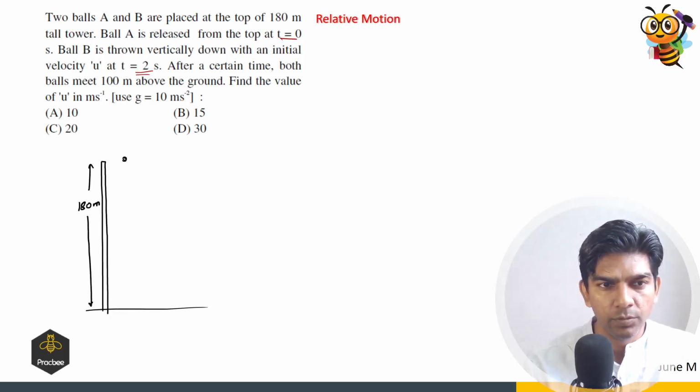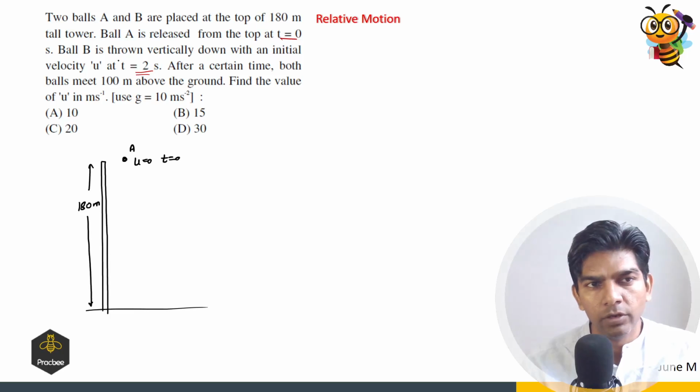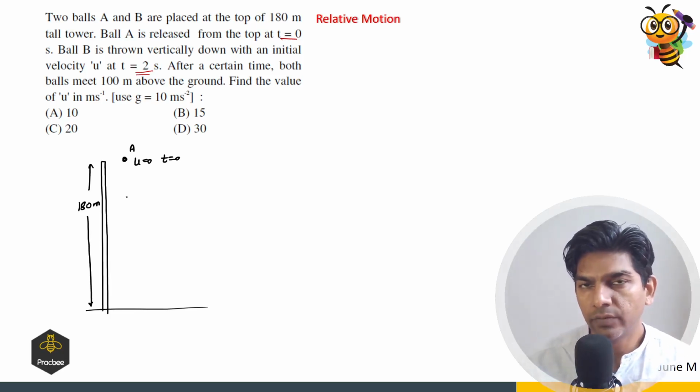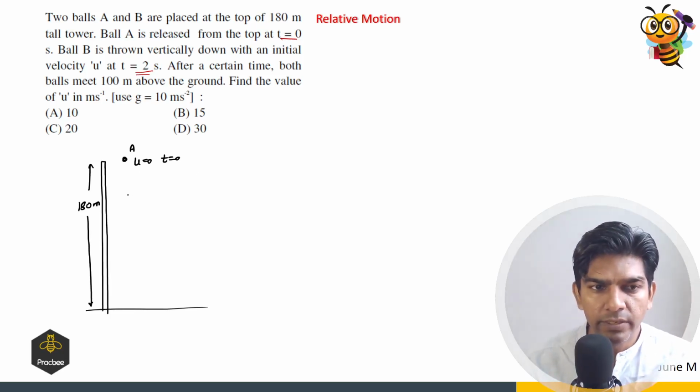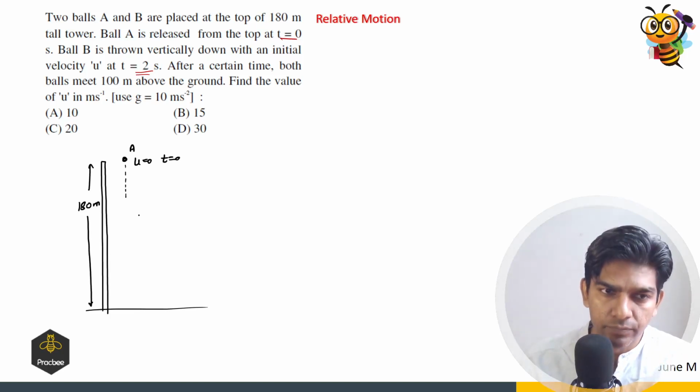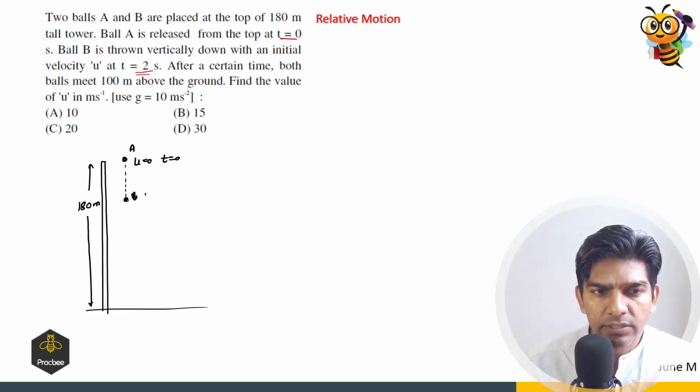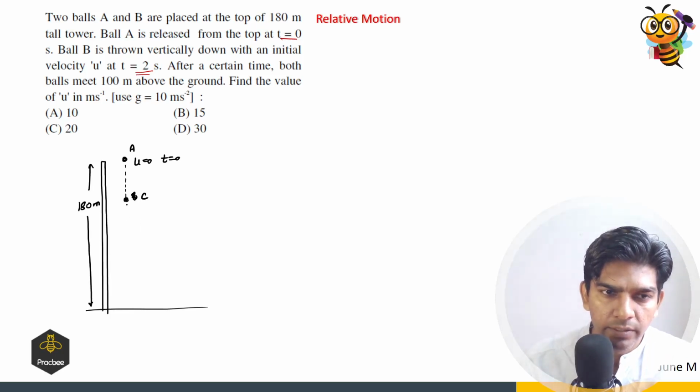And we have released a ball A from the top at t equals 0. Ball B is thrown vertically down with the initial velocity u at t equals 2 seconds. So first, let us find the state of ball A after 2 seconds. After 2 seconds, it will acquire some velocity and its distance from the ground will decrease. Let us say the first ball reaches this particular point, let us take this point as C, and its velocity is V.